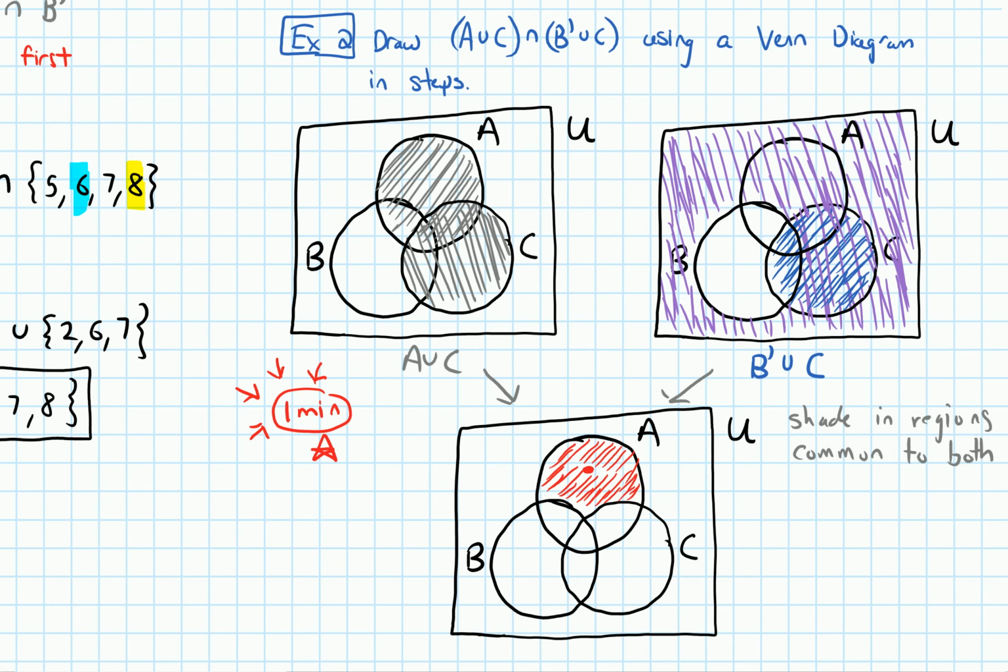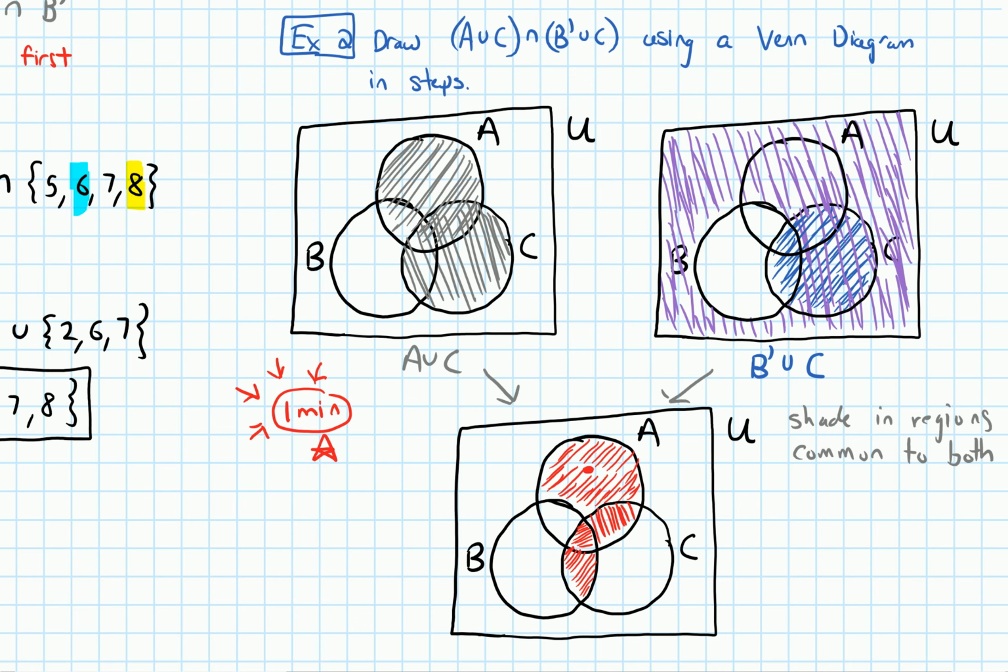So what else is shaded in both? Well, the stuff that's common to all three circles is shaded in both. So I need to shade that in. So the stuff that's common in all three, as well as this other region that's common to both A and C, that is also shaded in both. So I need to shade that in. And as well as, okay, this region that's common to B and C down here, but that's not in all three circles. So I need to shade that.